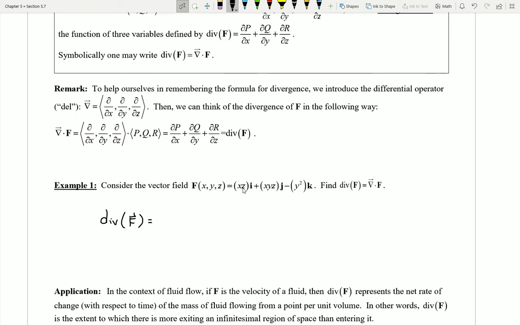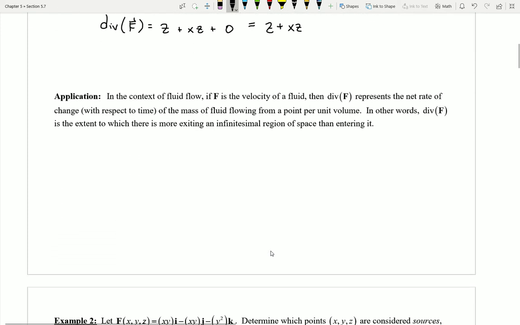So my partial with respect to x is going to be z for the first component. Partial with respect to y is going to be xz. And partial with respect to z over here is going to be 0. So in total, my divergence of F is going to be z plus, oops, that's not a plus, z plus x times z. So this is it. The calculation itself of this divergence is very, very simple. But what is it good for?